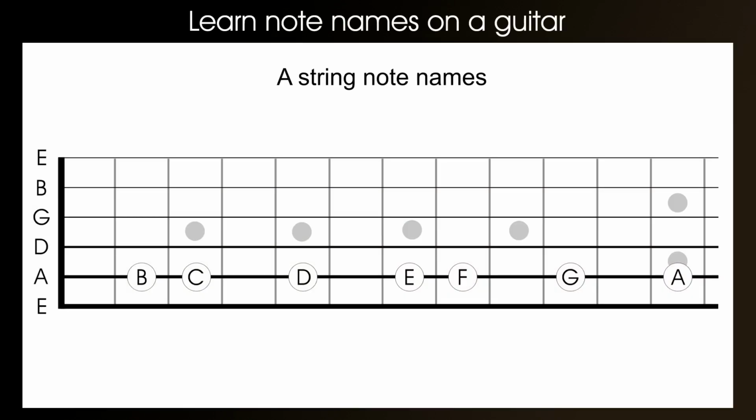The next step is to memorise the name of the notes on the A string. This is the last string you need to memorise the name of the notes on, but it's also an important one for other reasons other than reading music and theory.